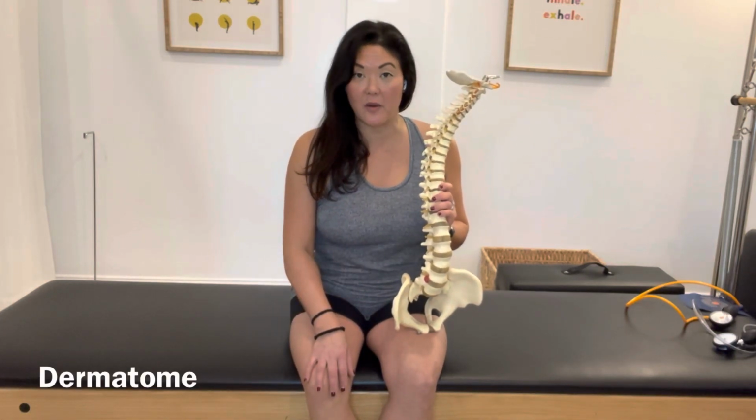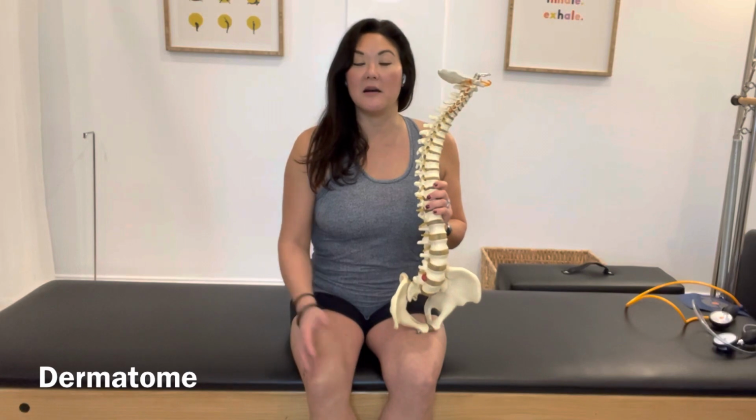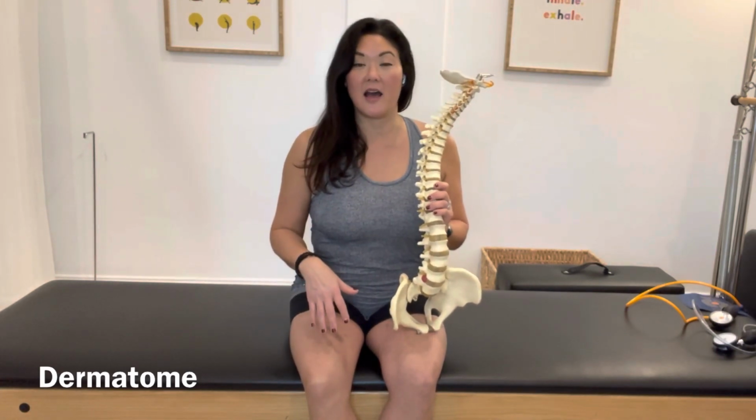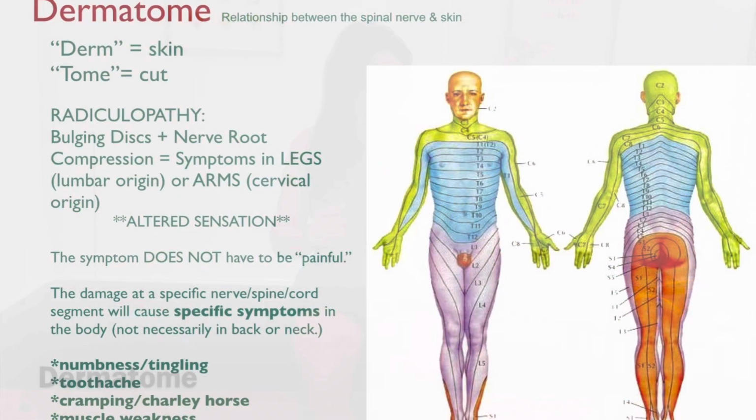If you look up dermatome man or dermatome, D-E-R-M-A-T-O-M-E, you'll see a sketch of a man with all these different colors cut out that correlate L4, L5, L5, S1, L1, L2.